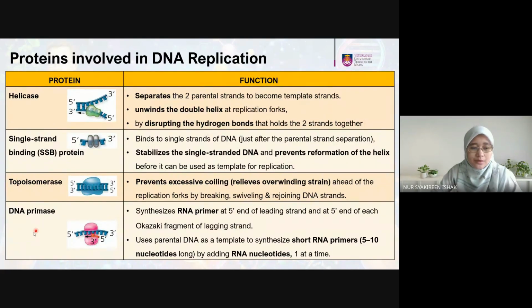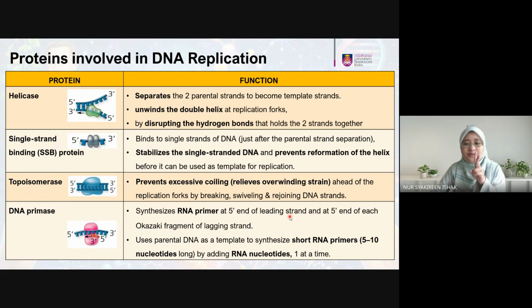Okay, the next enzyme is DNA primase. You look at the name of the enzyme, it is DNA primase, but it is to synthesize RNA primer. So do not write the enzyme as RNA primase, it will be wrong. The enzyme is DNA primase. It is to synthesize RNA primer at the 3' end of leading strands. I will explain to you later the features of the leading strand.